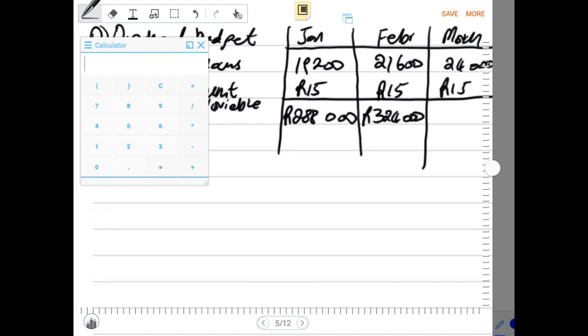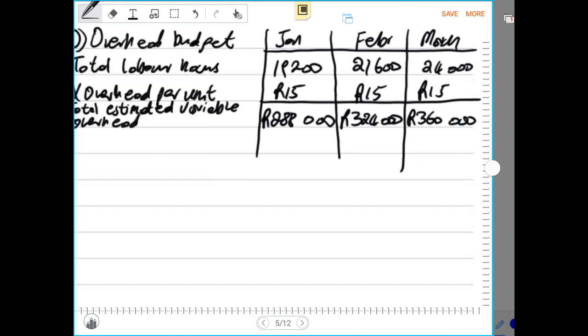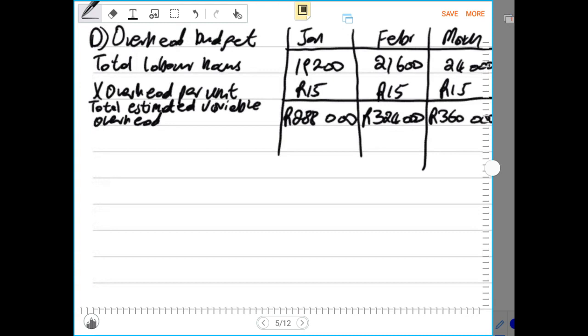Then we say 24,000. Multiply that by 15, and it gives us a total of 360,000 rands. So now these are the total amounts. Then from here we can add our fixed overhead cost.